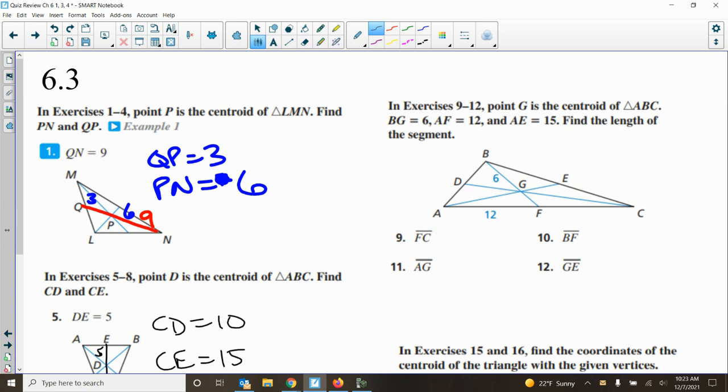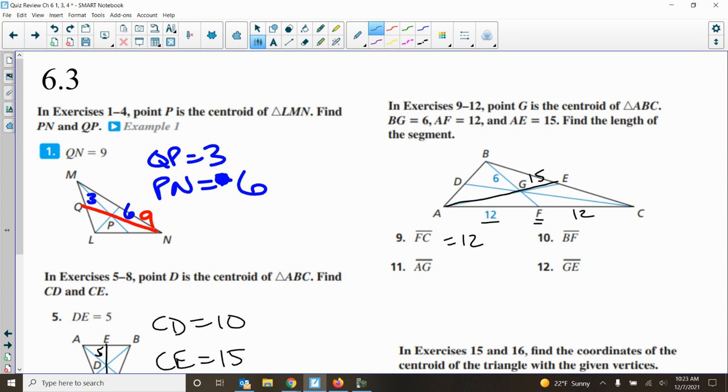Here we go. Point G is the centroid. So again, all of these segments are medians. BG is 6, AF is 12, and AE is 15. Let's draw that in. It's not in there. This whole thing is 15. Find the length of the following segments. Well, FC, well, since point F has to be the midpoint, since this guy is 12, this guy has to be 12 also. Okay, that's how medians work. They go from vertex to midpoint of the opposite side. Well, midpoints break up those segments into 2 congruent parts. So if AF is 12, FC has to be 12.